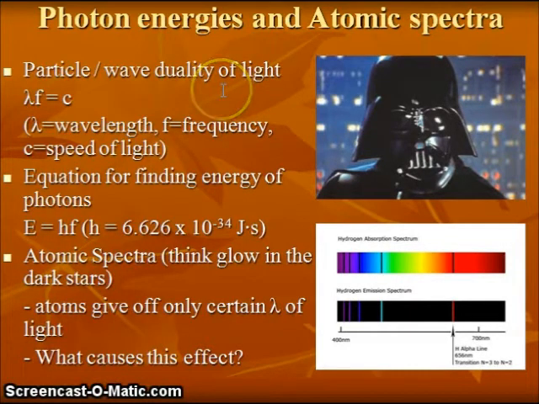When we think of it as having wave properties, we can calculate wavelength and frequency as being a function of the speed of light. The equation for finding the energy of particular photons is we would use this equation here, where energy E equals hf, where f is the frequency and h is Planck's constant of 6.626 times 10 to the -34 joule seconds.